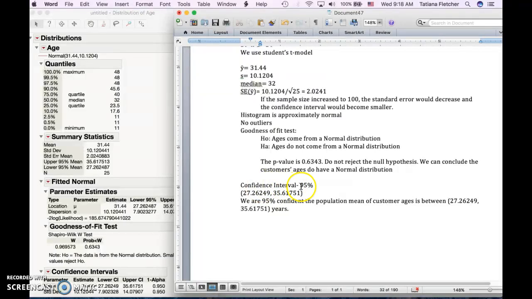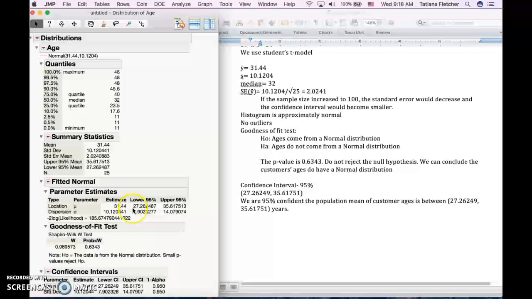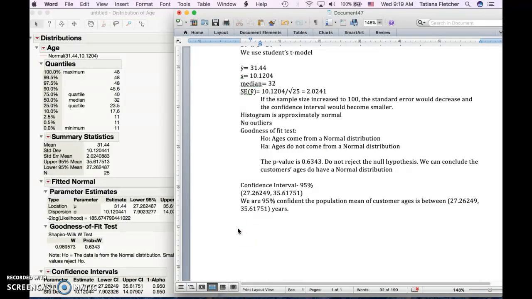Next we want to construct a 95% confidence interval. We can see through JMP that our lower bound is 27.262 and that the upper bound is 35.617. This is also shown in the confidence interval section. So we are 95% confident that the population mean of customers' ages is between 27.26 and 35.61 years.